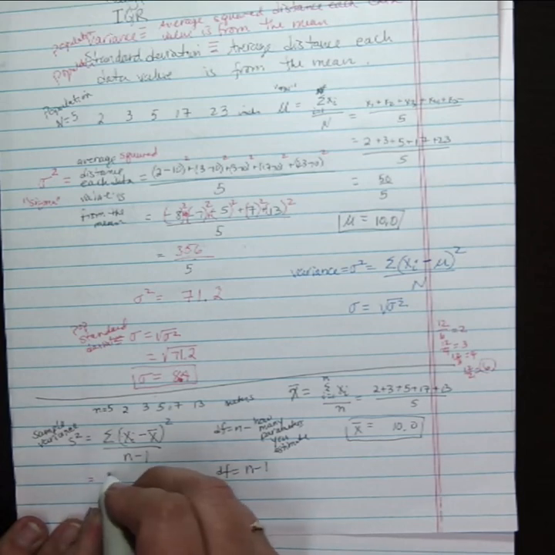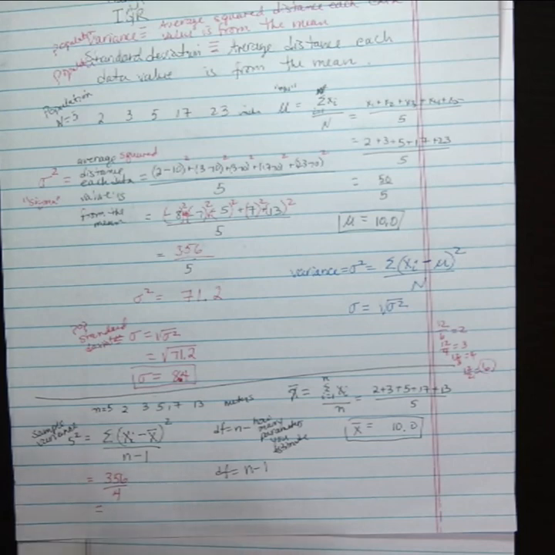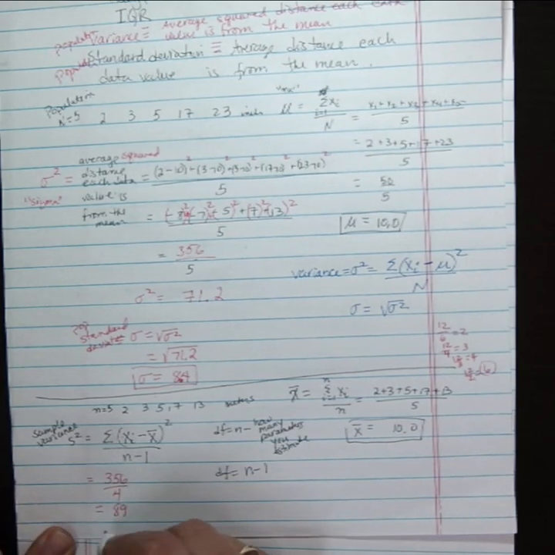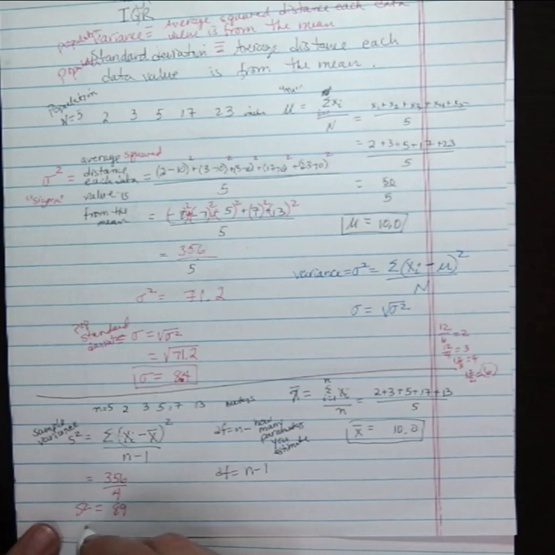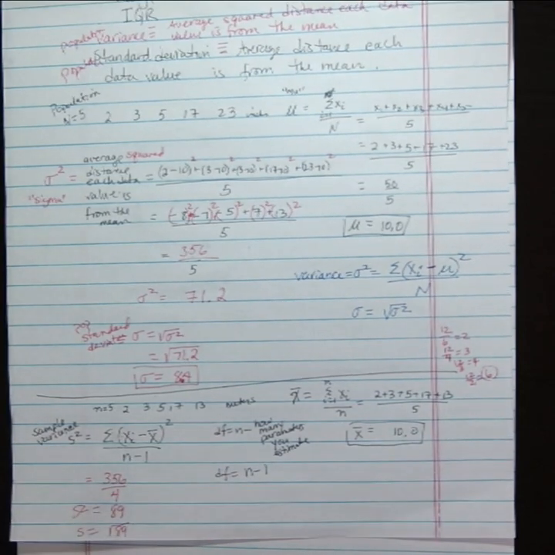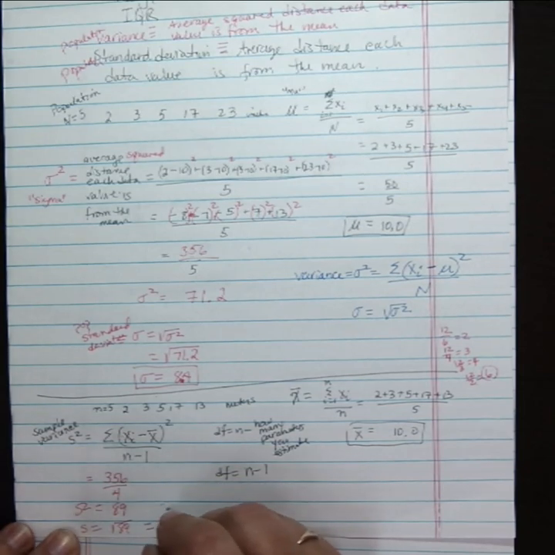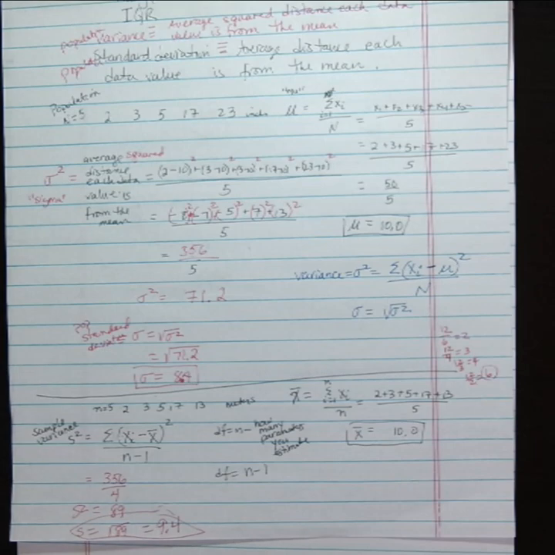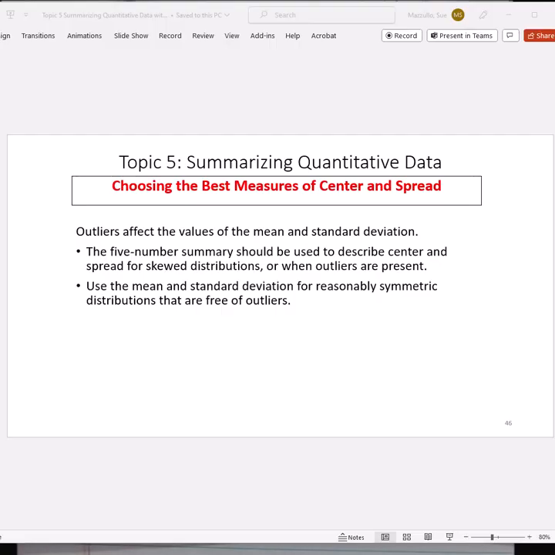So when we work on this, instead of 356 divided by 5, we're going to have 356 divided by 4. And when we get that, we get a little bit of a different number. I'm going to get 89. So my variance is 89. My standard deviation will be the square root of 89 to give me 9.4. A little bit larger, as we would have expected and should have expected, since we're estimating our sample mean. So how do we know our best measure of center and spread?